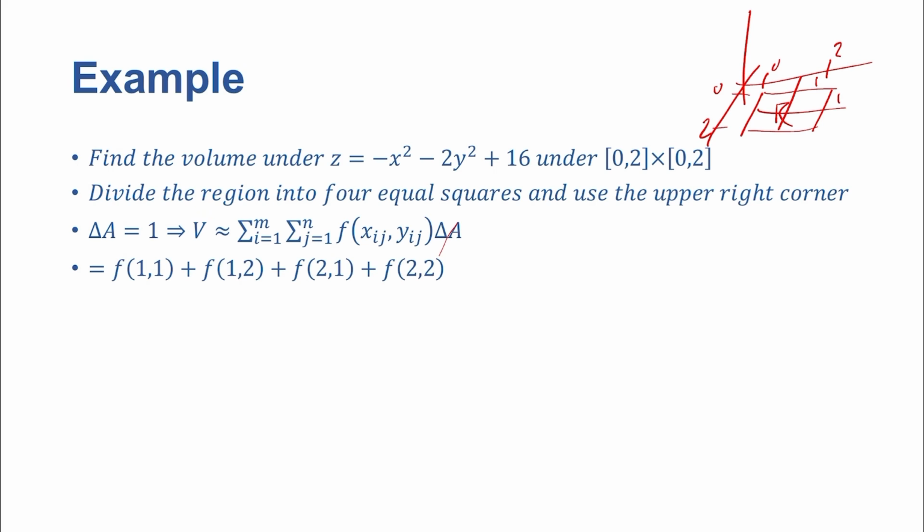So what we get is f of 1, 1 plus f of 1, 2 plus f of 2, 1 plus f of 2, 2. Then all we need to do is plug in for z and find those values. And then we get 13 plus 7 plus 10 plus 4, which is, of course, 34.